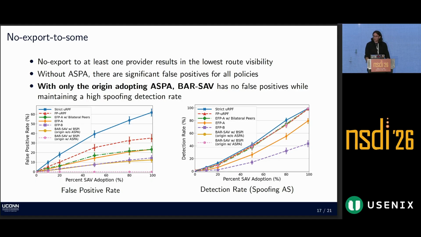All policies, if you don't have ASPA or anything like that, you have extremely high false positive rate. Strict reaches nearly 60% at full adoption, and even the best performing policy of BAR-SAV reaches up to 13% false positive rate at full adoption. In order to eliminate false positives in the no export to some scenario, you need the Origin to adopt ASPA. Since BAR-SAV is the only policy which leverages ASPA, this makes it the logical choice for adoption, and of course, as you can see, has no false positives while still maintaining a relatively competitive detection rate to that of strict.